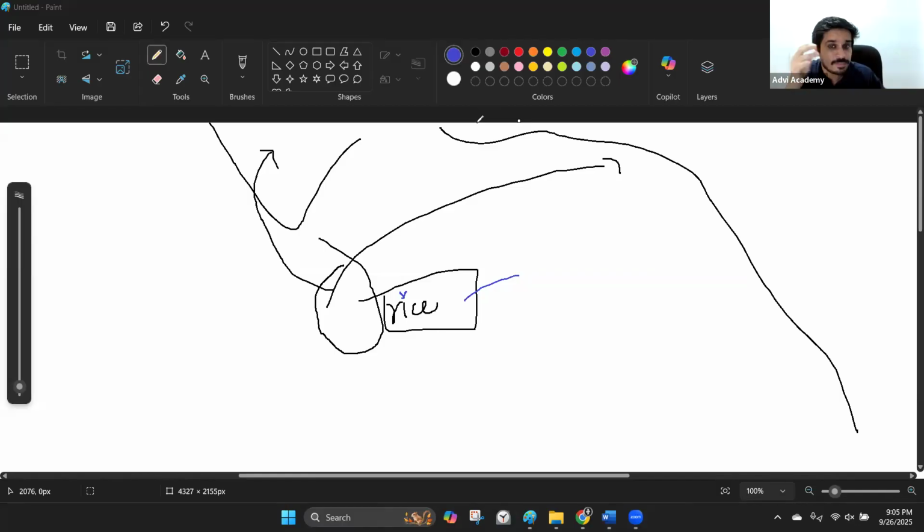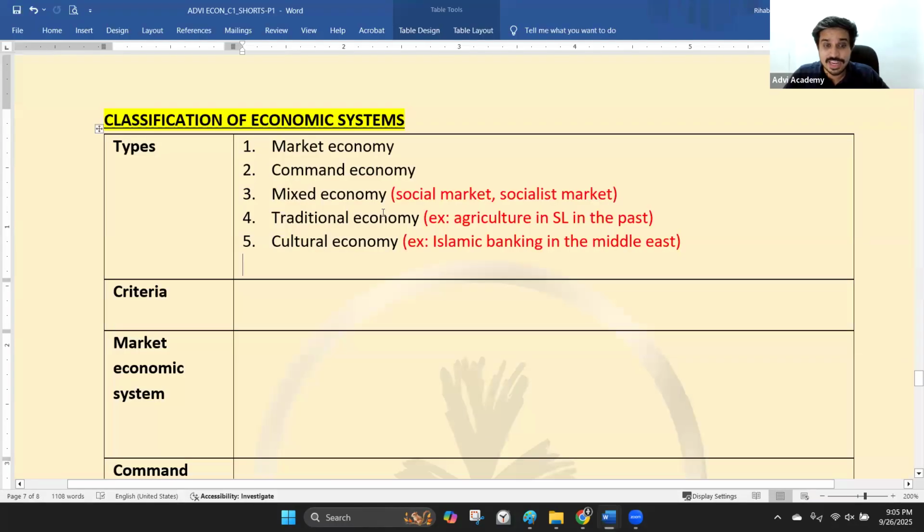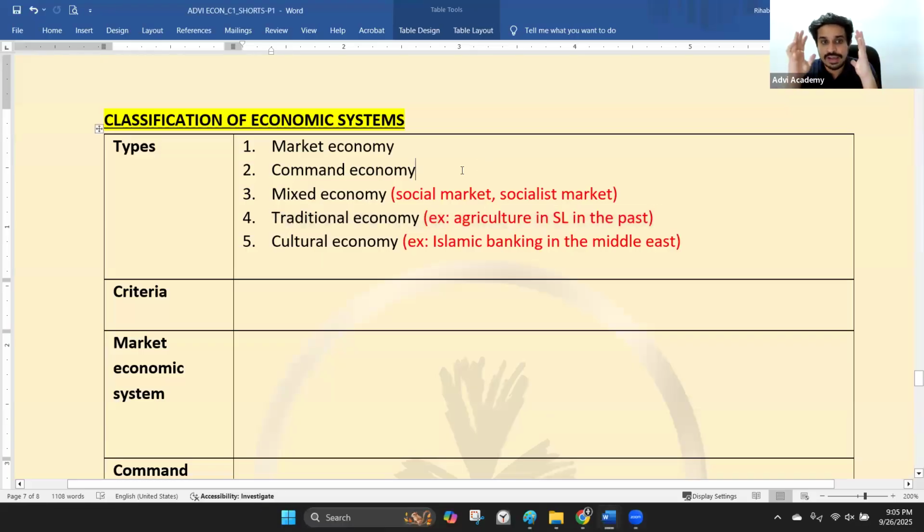So traditional economy example is basically that agricultural heavy economy, which was what Sri Lanka used to be. But now we don't want that anymore because now it's all about industrial. After agricultural, it's industrial now. And third, it's about services now. Services is where you can get paid the most. Financial services are there, IT services are there, where you can sell to foreign countries and basically get a lot of money out of it. So 5 types of economic systems, out of which traditional is what it used to be.